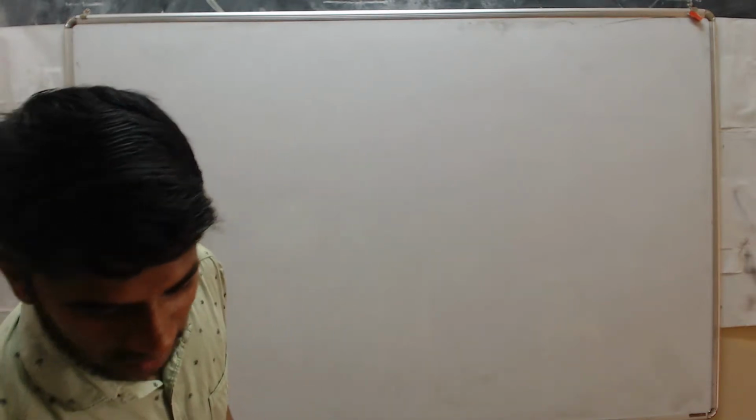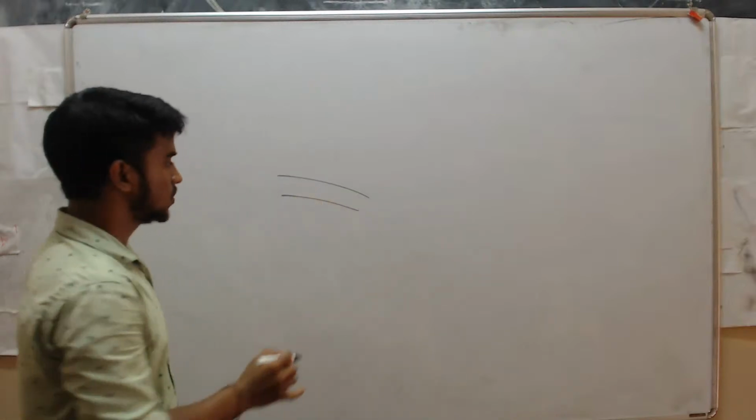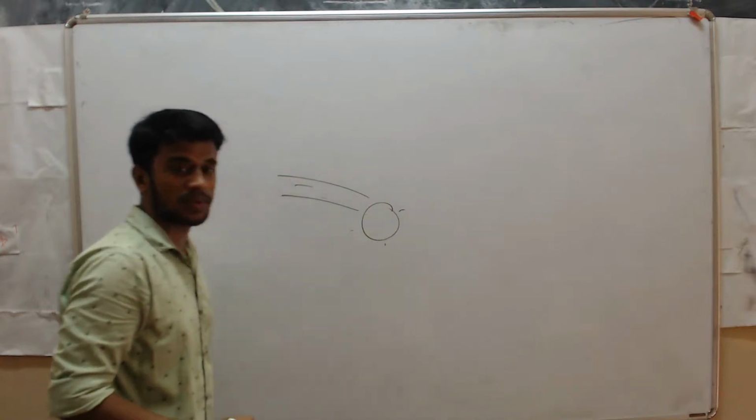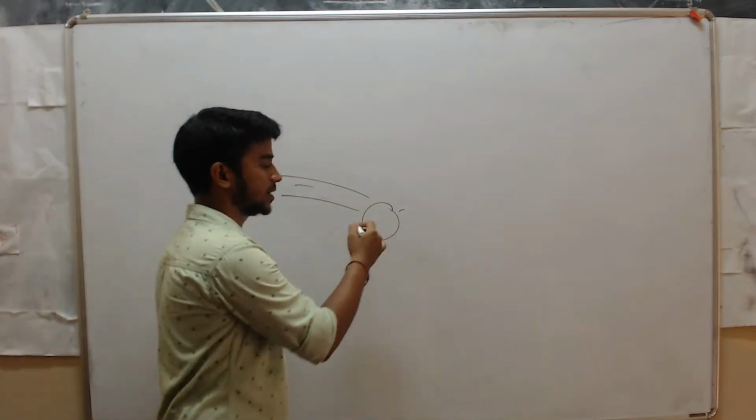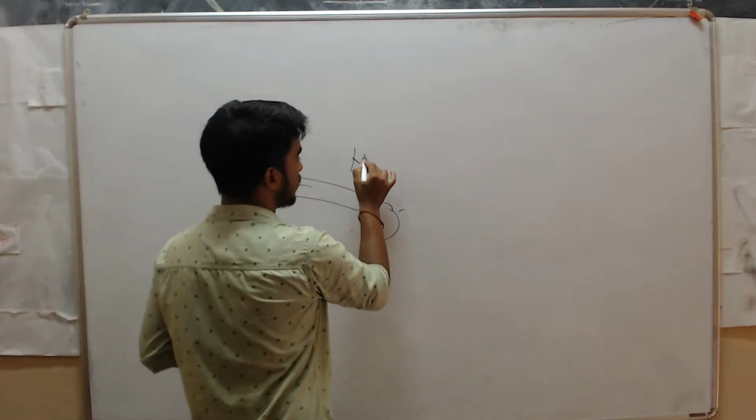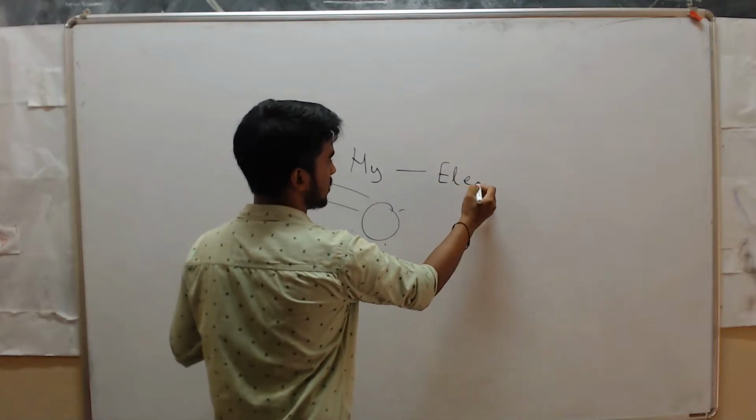In a hydroelectric plant, what is that? The flowing water. There we keep turbines, and the turbine rotates and then generates electricity. Here we are converting hydro energy into electrical energy.